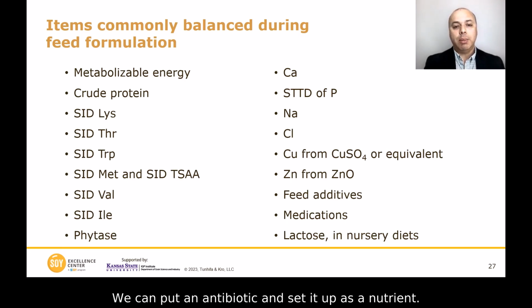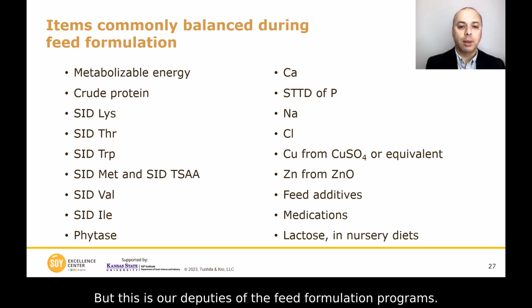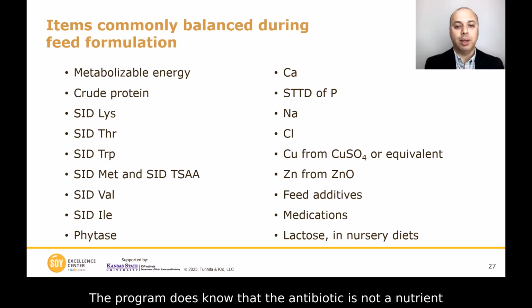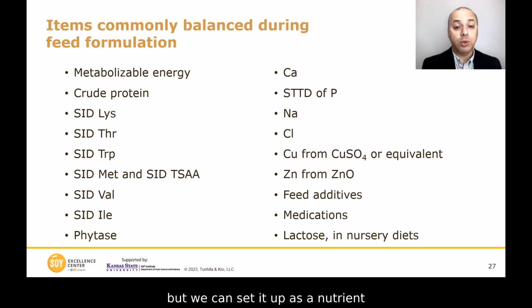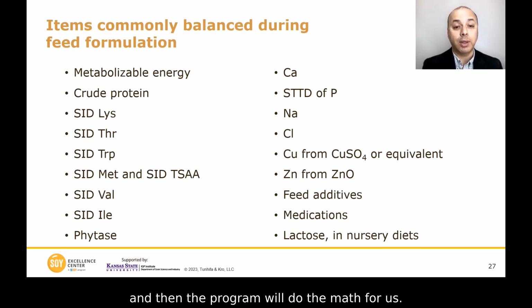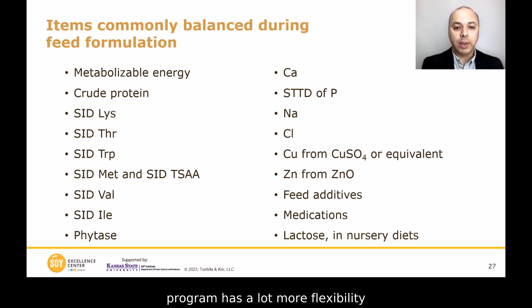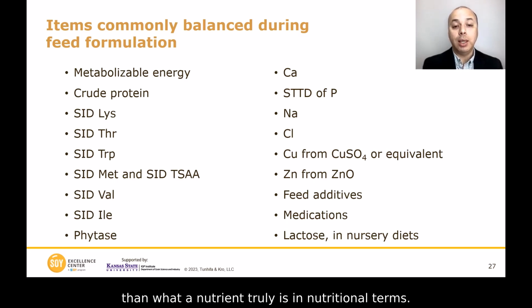We can put an antibiotic and set it up as a nutrient. Is an antibiotic a nutrient? No, it is not. But these are the beauties of the feed formulation programs. The program doesn't know that the antibiotic is not a nutrient, but we can set it up as a nutrient and ask it to be included at a certain level that we require, and then the program will do the math for us. So what a nutrient is defined in a least cost formulation program has a lot more flexibility than what a nutrient truly is in nutritional terms.